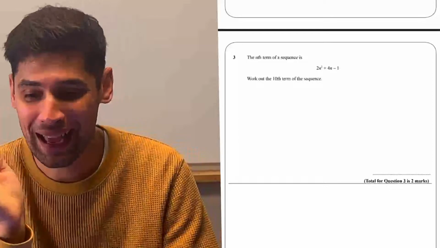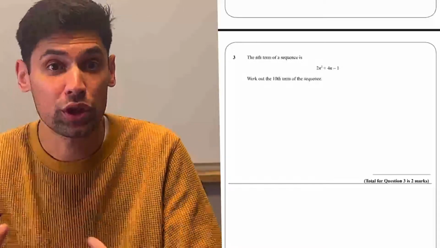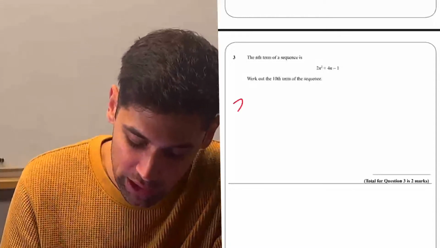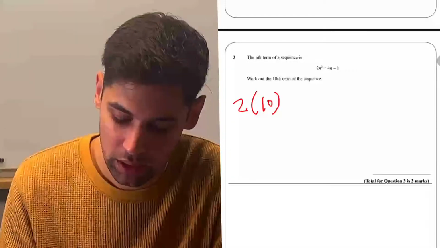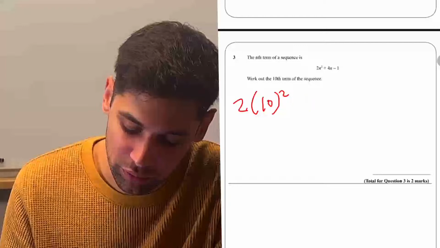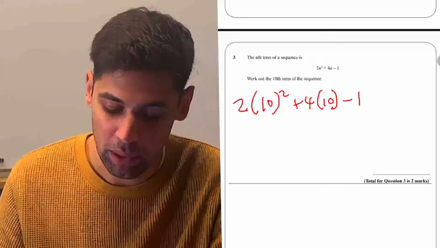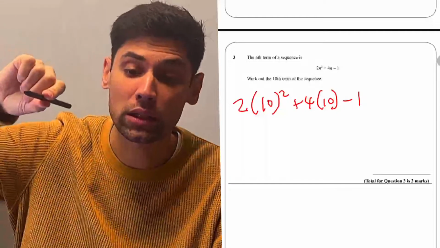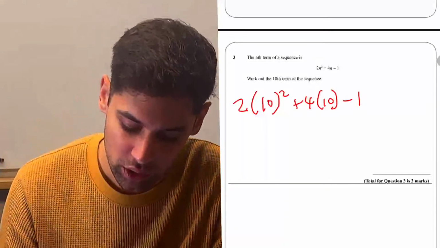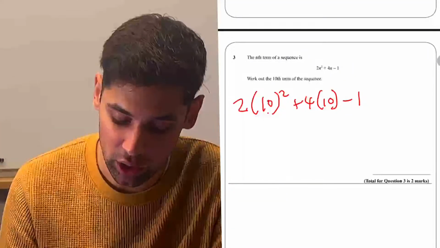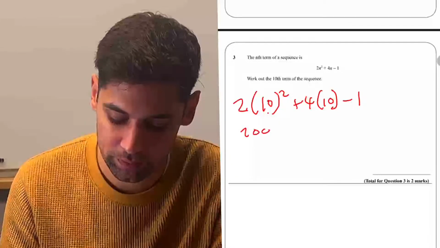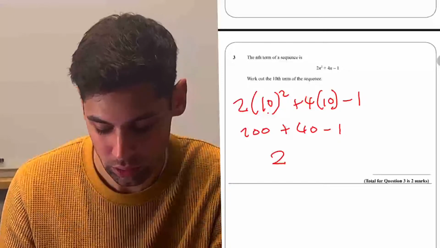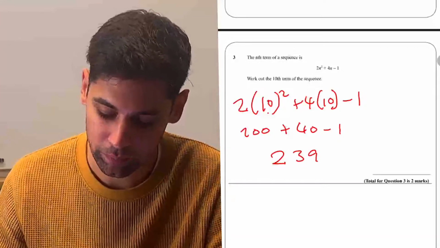Now, much like the regular nth term, to find the 10th term, we just substitute in n equals 10. So that's what we'll do here as well. It's going to be 2 brackets 10 squared plus 4 times 10 minus 1. Remember BIDMAS, we do the indices first, then the multiplication. So 10 squared is 100, so 2 times 100 is 200, plus 40 minus 1, which gives a grand total of 239.